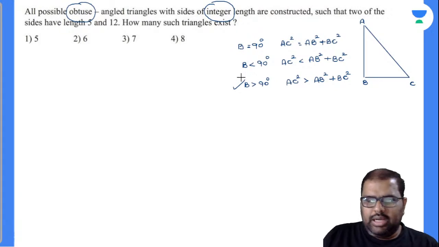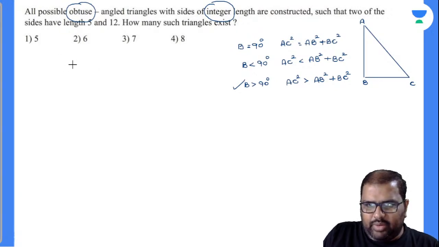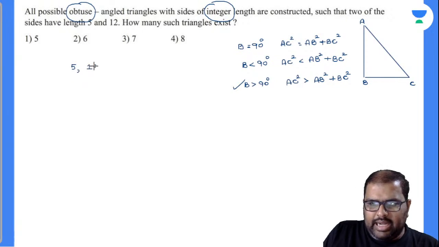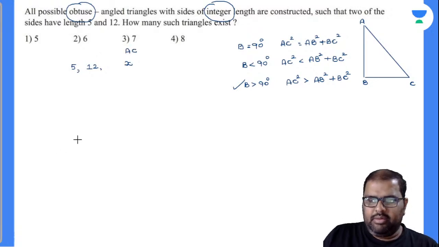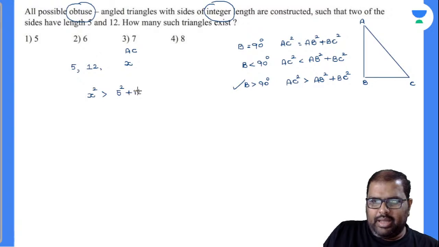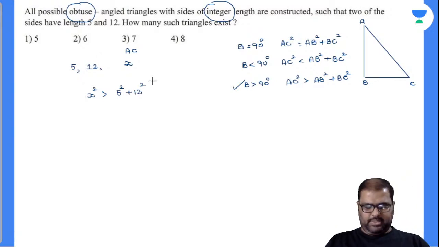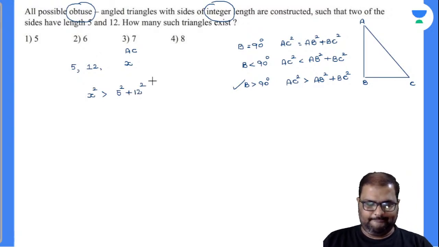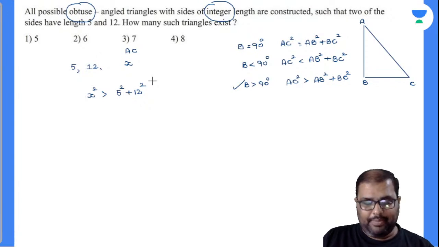So let us suppose 5 and 12 are the two sides, and x is my third side. I'll take x as AC, right? Now, by the property, x square must be greater than 5 square plus 12 square. Am I right or wrong? Yes or no? Perfectly done. But there must be an upper cap also now.